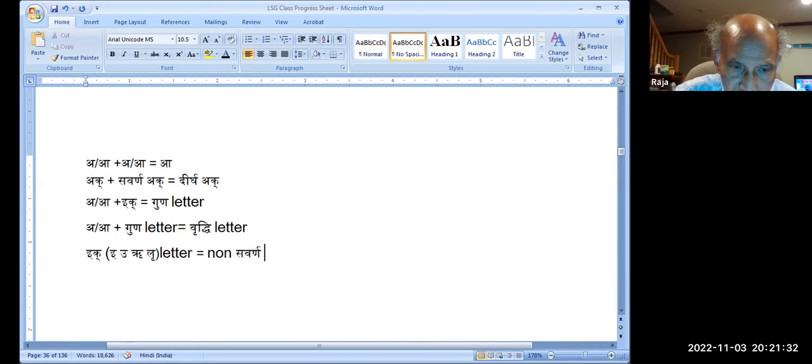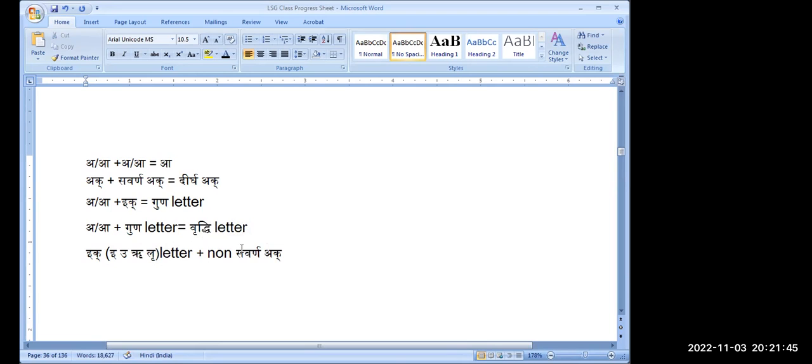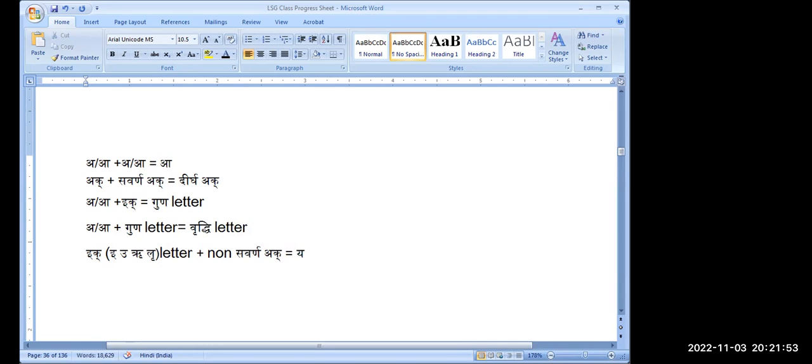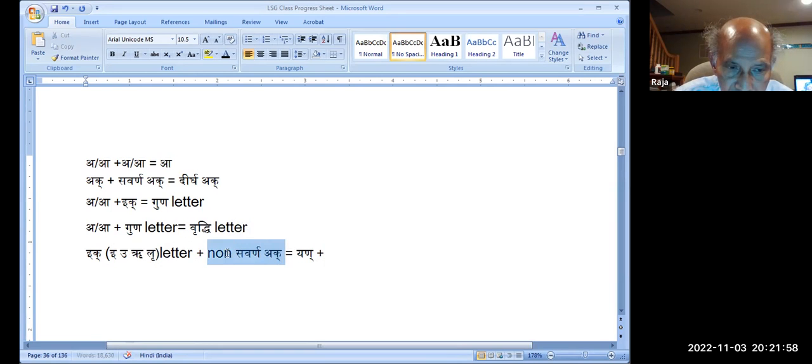Non-savarna ak. Then what will happen is you get this ik plus the non-savarna ak. Then this ik will be replaced by y, v, r, l plus this non-savarna ak. Yeah, that is what happens.